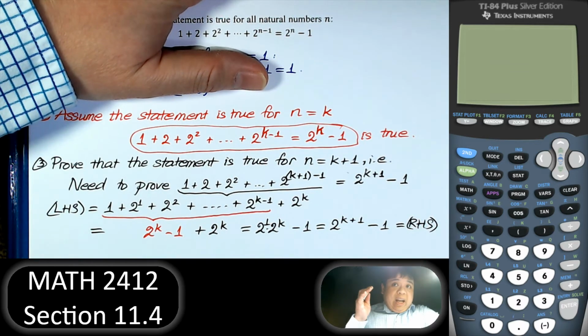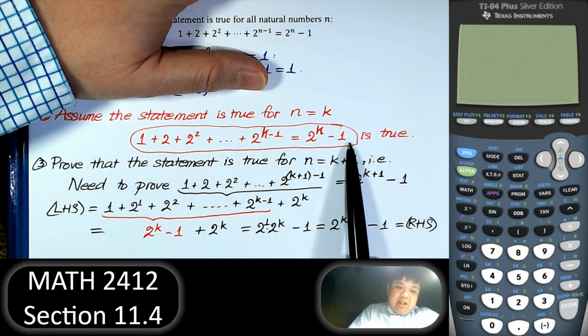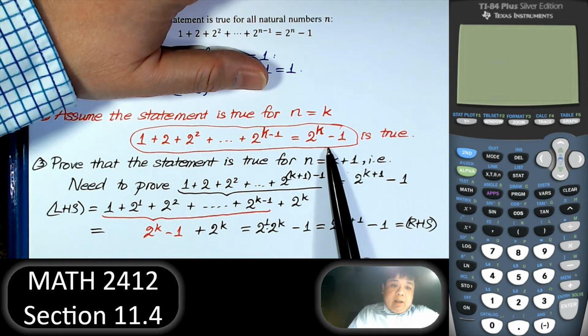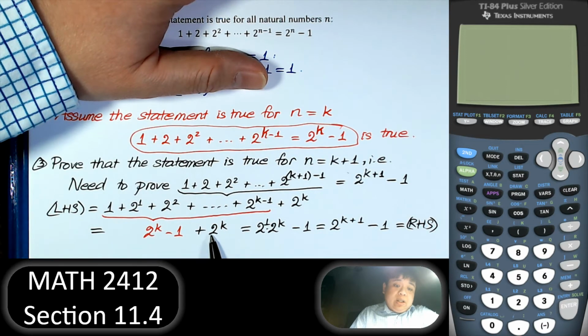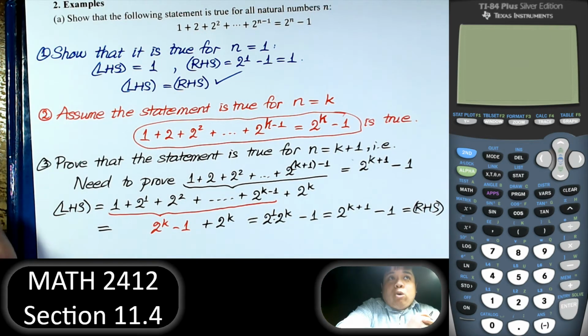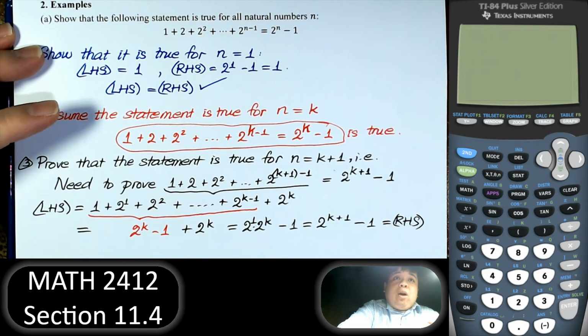In the proof, I guarantee that we need to use this, the assumption that is true. And so we rewrite that and we have this, which is true. And all we do is we just add that term in, and that's what we have. So what we have here is the proof using mathematical induction.